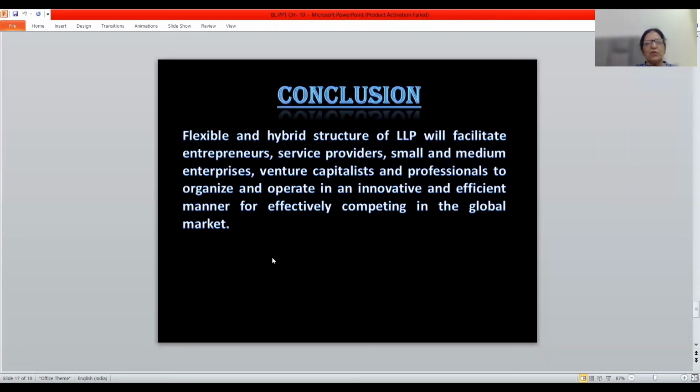Now I would like to conclude. You all know, friends, that LLP is the flexible and the hybrid structure because it combines the features of partnership and LLC, that is a company. And it will be very useful to the entrepreneurs, service providers, small and medium enterprises, venture capitalists and professionals. They can organize and operate in an innovative and efficient manner, and they can be successful in the global market. This is all about the various headings regarding the LLP.